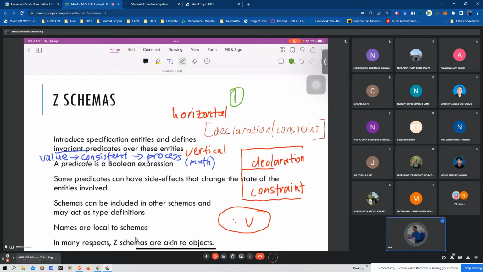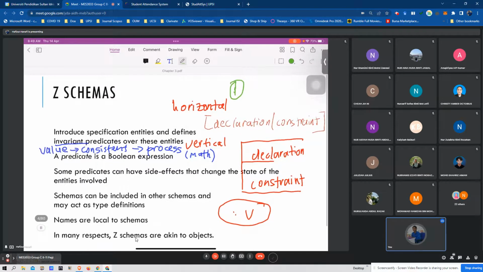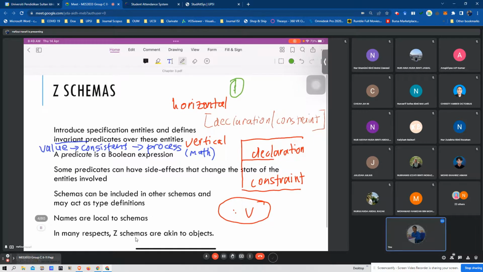Some predicates have side effects that change the state of the entity involved. We have predicates that have side effects. Side effects here, we have a pre and post condition.